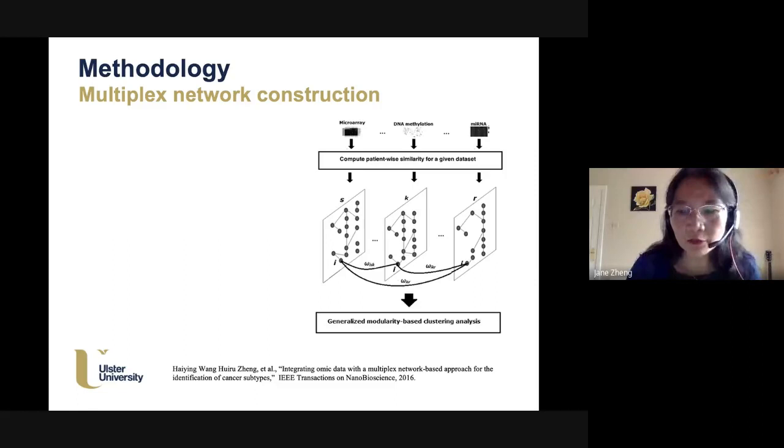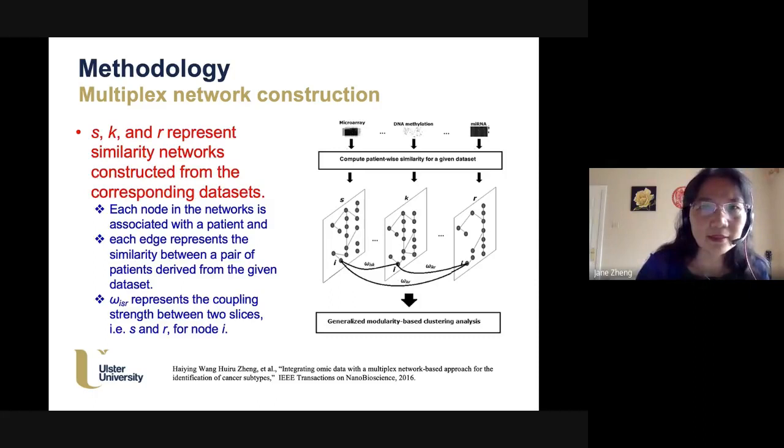So I'm just going to present some mathematics here. As I said, the S^k represents the similarity network from the different data sets, and each node represents a patient, each edge represents the similarity between the patients. Although those are for illustration only, even so we can say, for example, that these two patients' miRNA are quite different, but they have very similar DNA methylation. And the omega_ISK represents the coupling strength between two networks, or two layers, or two slices. So that's the representation, the concept.